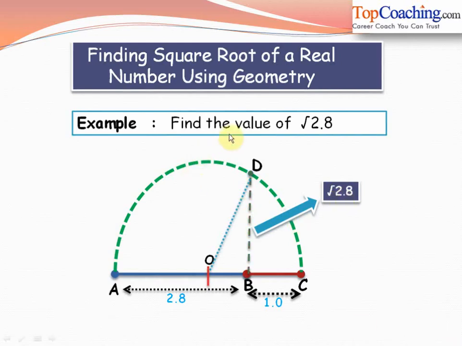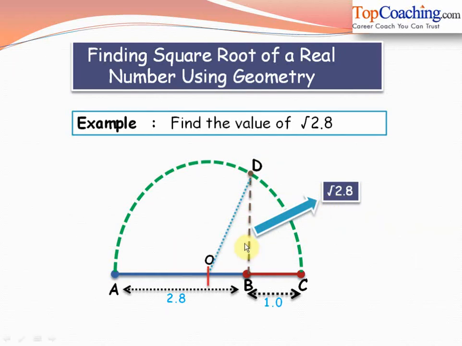Once again, let's see the procedure. In the first step, we draw the segment AB of length 2.8. Then from the point B, again we draw a segment of length 1 unit. Then we take the midpoint of AC to be O, and with O as center and radius AO or OC, we draw an arc. Then in the next step, from the point B, we draw a perpendicular cutting the arc at the point D. So, join OD. Thus, the length of BD is actually equal to the value of under root of 2.8.